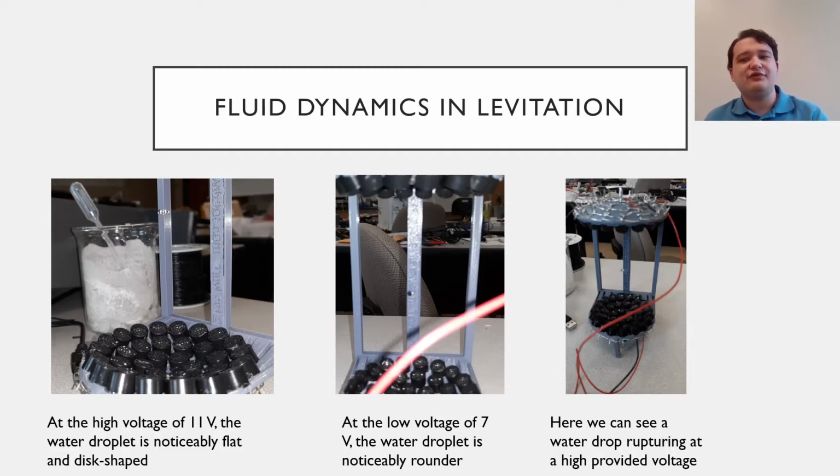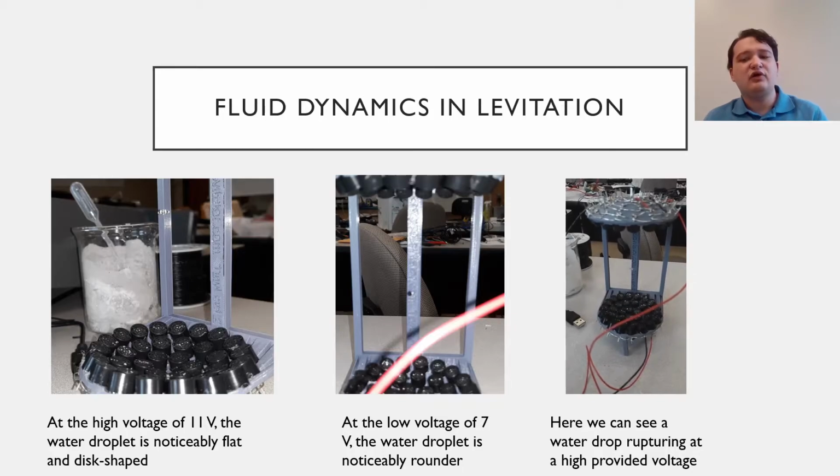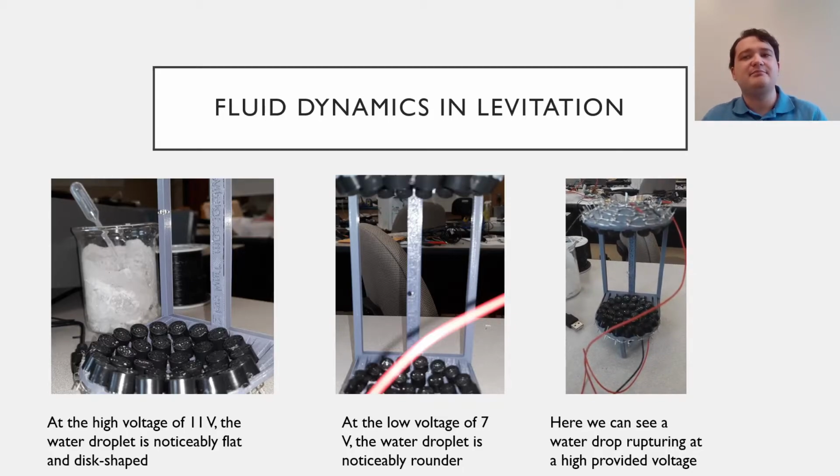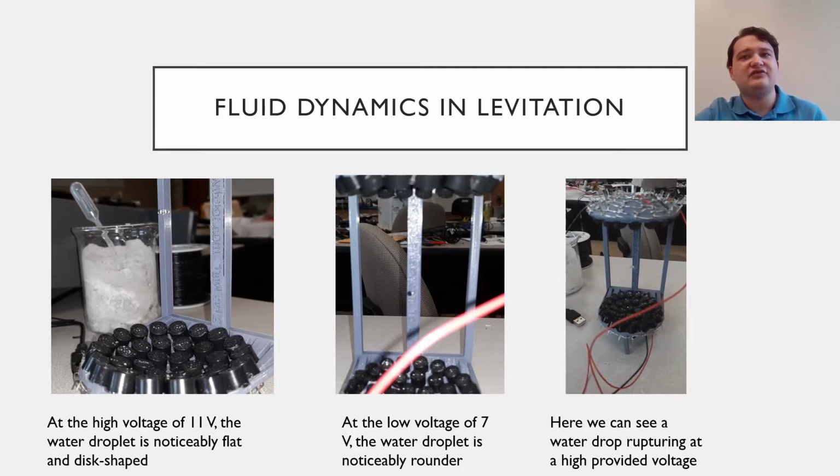As the voltage decreased, the drop would become increasingly round and sphere-like, less flattened by the pressure in the air around it. As voltage increased, the droplet would become increasingly flattened by the high pressure, often becoming kind of donut-shaped. At high enough voltages, the air pressure and the force it exerted on the droplet would cause it to start decohering and tearing apart.